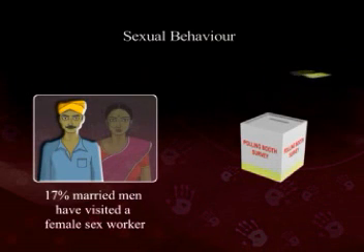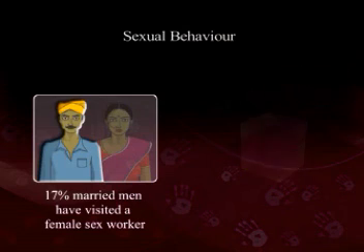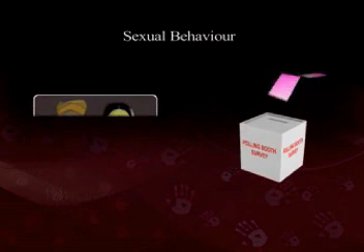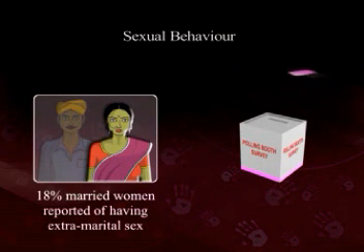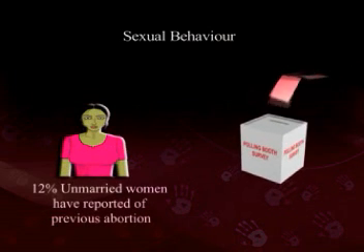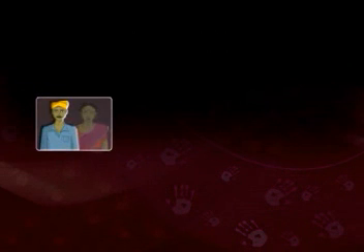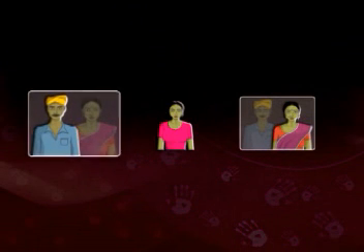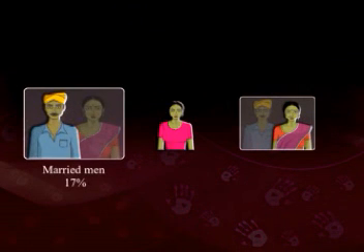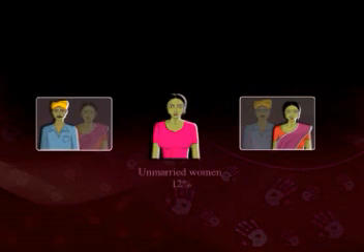So this shows that a large proportion of the people are engaging in some of these high risk behaviors for HIV transmission. And 18% of the married women have also reported having either premarital or extramarital sex. 12% of the unmarried women also have reported some kind of previous abortion, which shows very clearly that in this particular district, in the general population, men and women, married, unmarried, are engaging in high risk sexual behaviors.